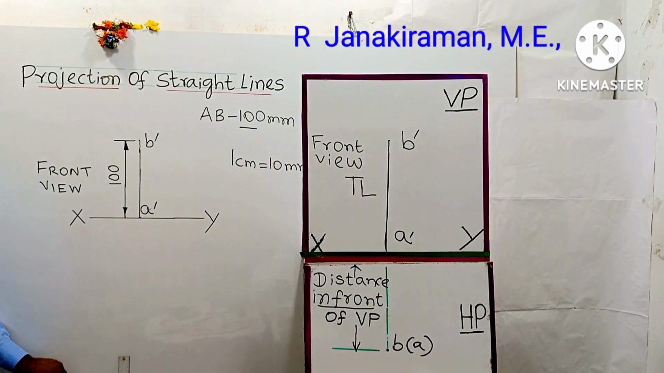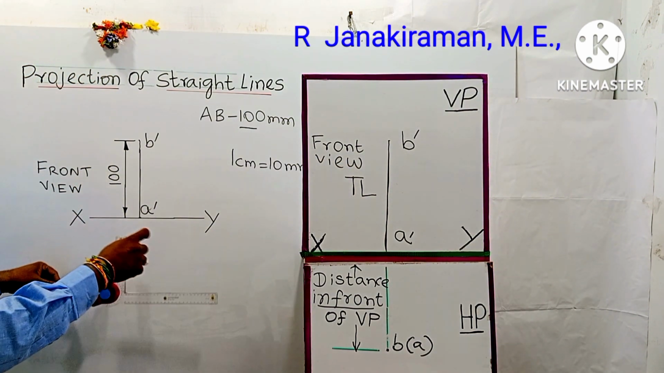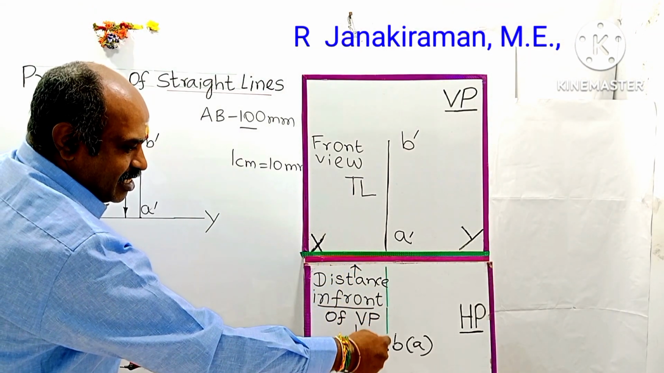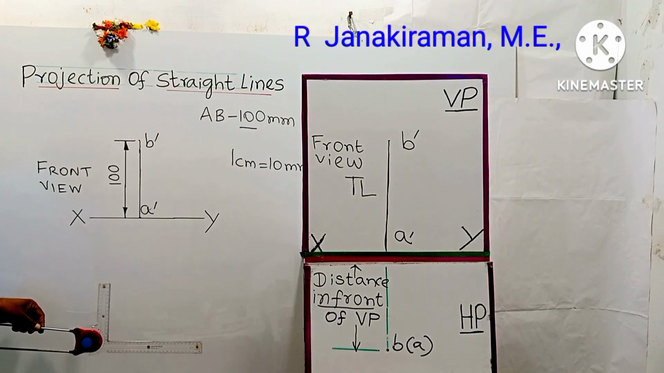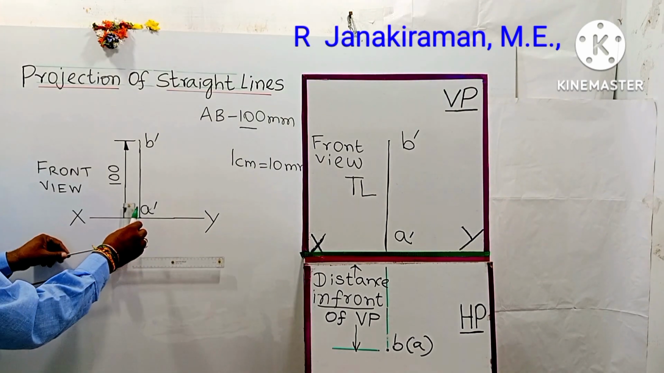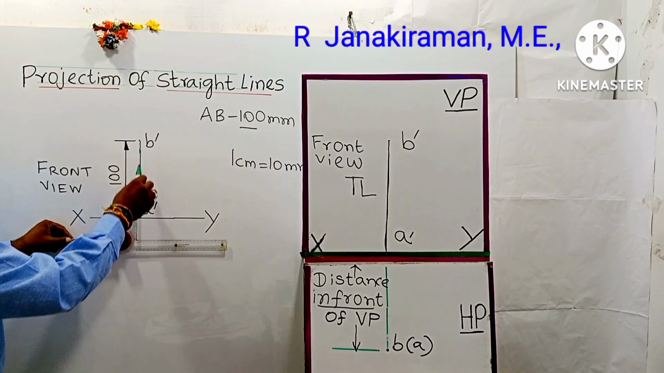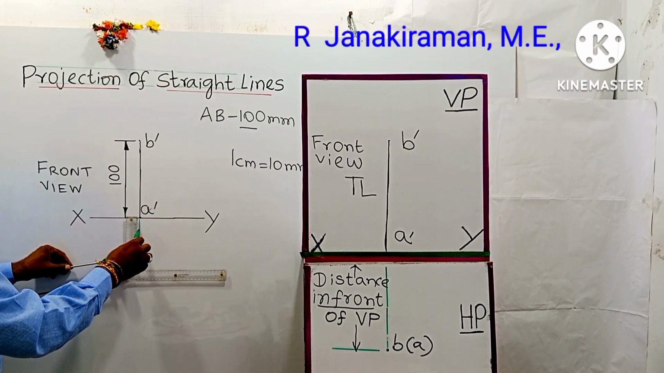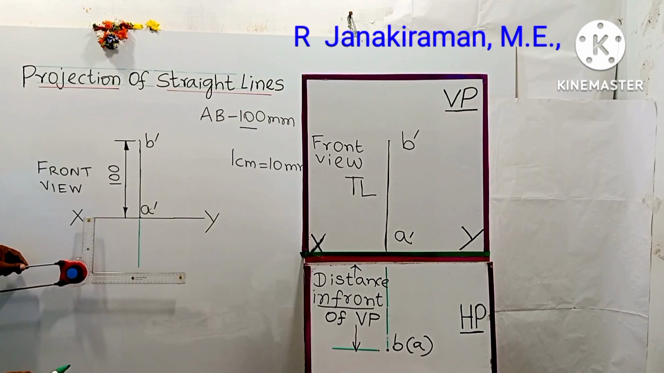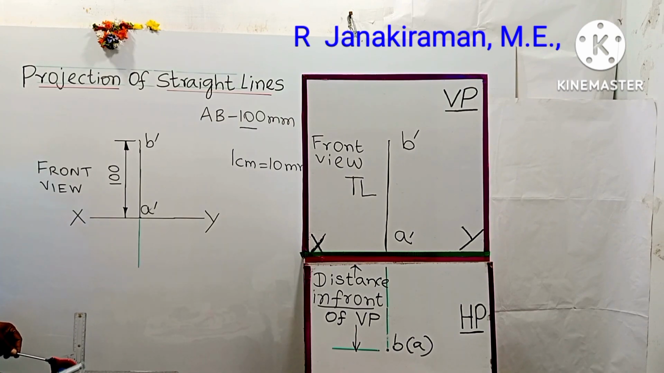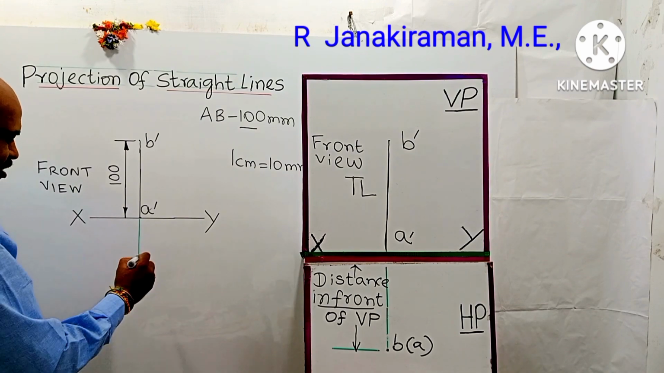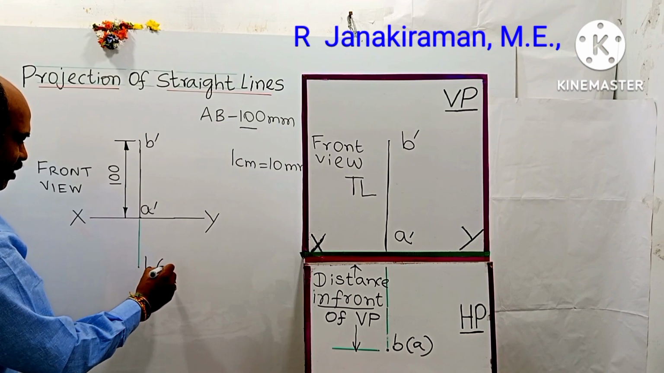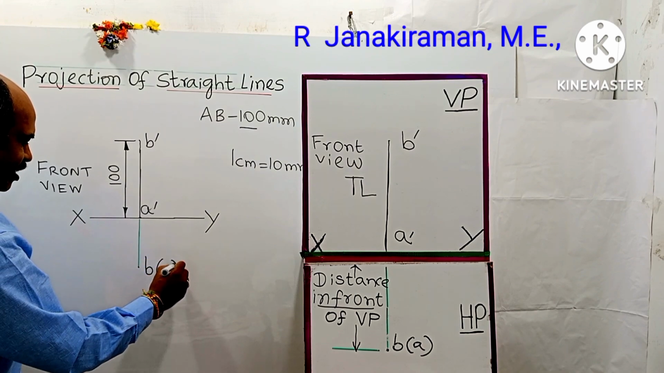So take your drafter scale. While drawing on the sheet, this distance, shown in green color, is called the distance in front of VP, and it comes below the XY line, the reference line. So using a 2H pencil, draw a lighter line, extending this front view, a dash, b dash. This is the distance called in front of VP, say some 50 mm. There you locate one point using an H or 2H pencil. This particular point is called B, seen in the top view, and the merged point with B will be A. That you have to put in bracket.